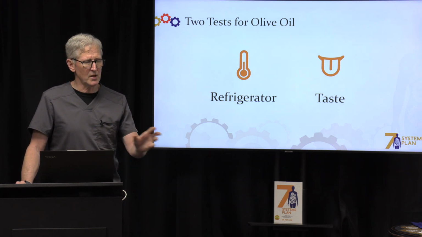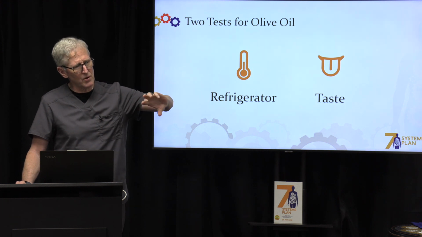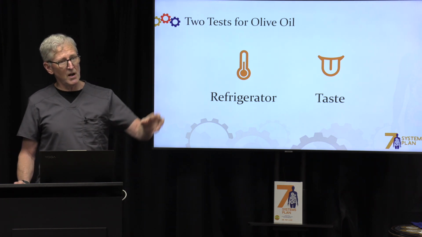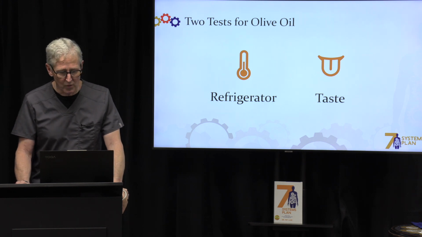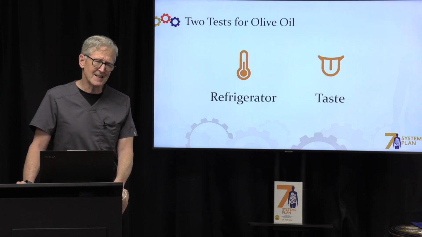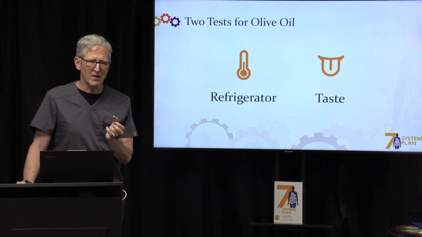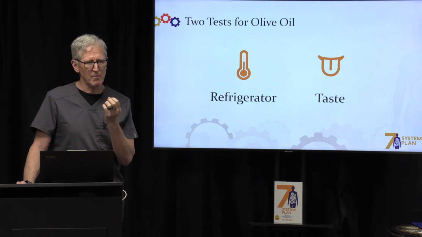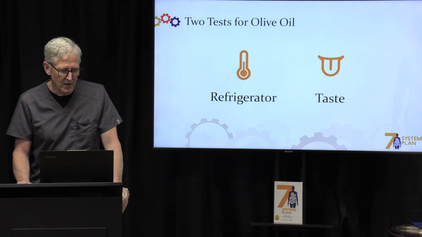2 tests that are very easy to do are the refrigerator test. You put your olive oil in the refrigerator and what should happen? It should get hard. It should get solid. It should not pour out of the bottle. Now, if it's semi-liquid and part of it pours out, you can guarantee you've got some bad oils in there. And the other thing is a taste. A good olive oil should have a little bit of a peppery taste in the back of your throat within a few seconds of putting it in your mouth.